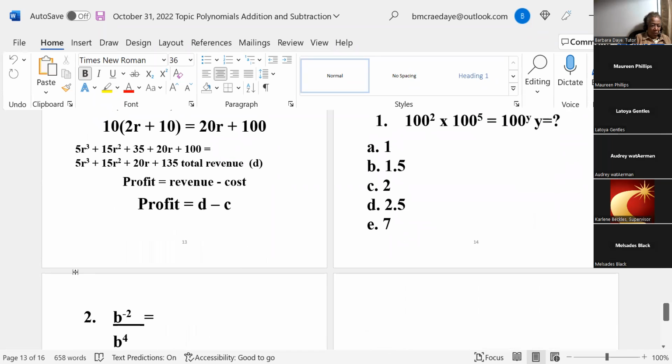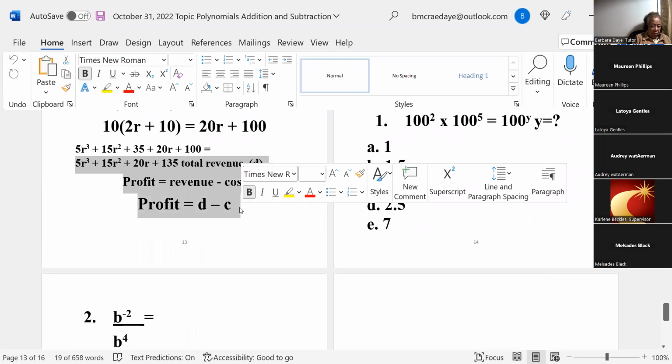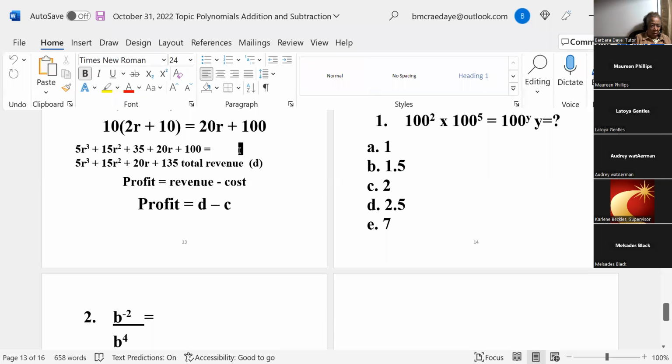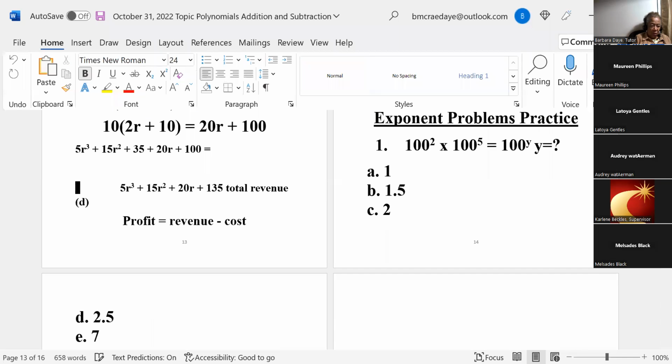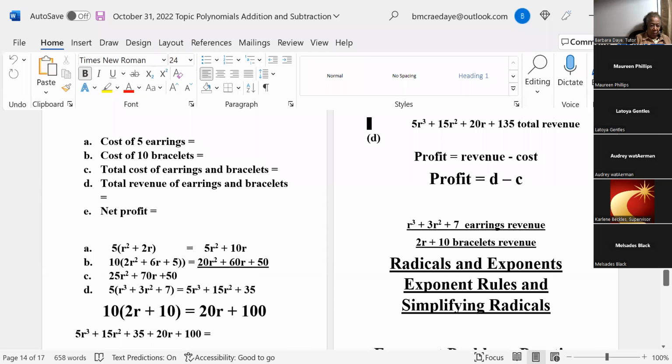Okay, I'm gonna put this, profit is 15R. I wanna put this all on the R next, to the third plus 15R to the second plus 20. So you got your total revenue. No, C was your total cost. It's right there, C. Subtract that. So that would be this value, that's the total cost.